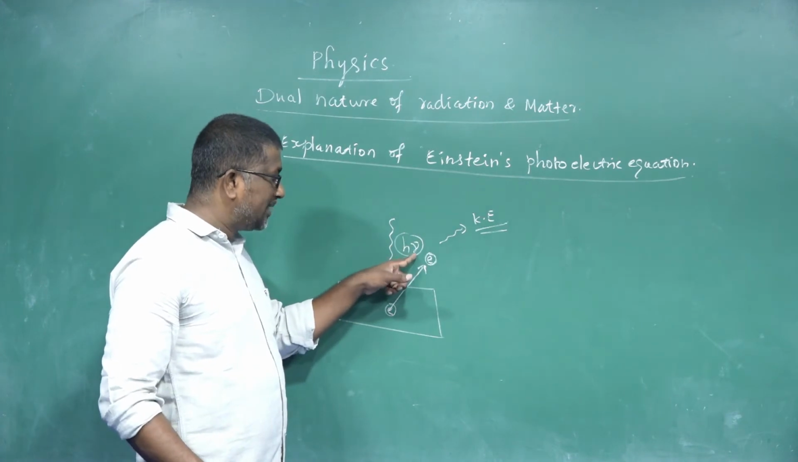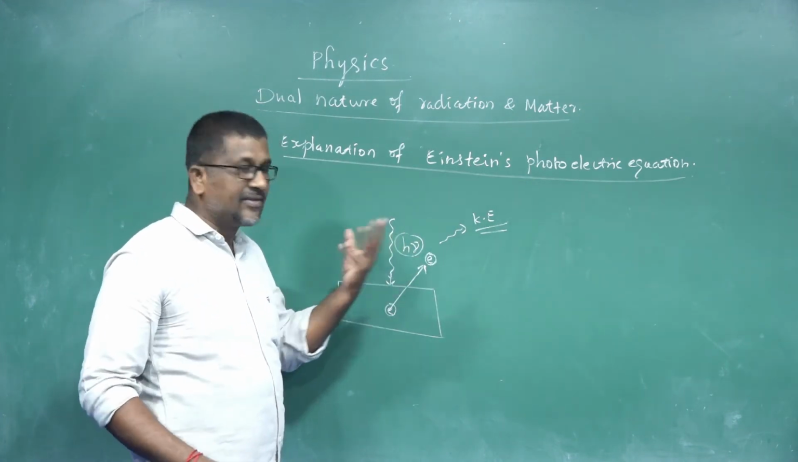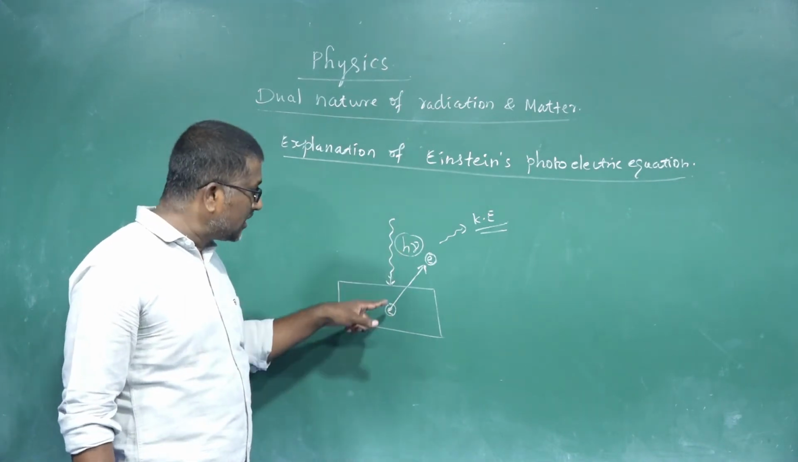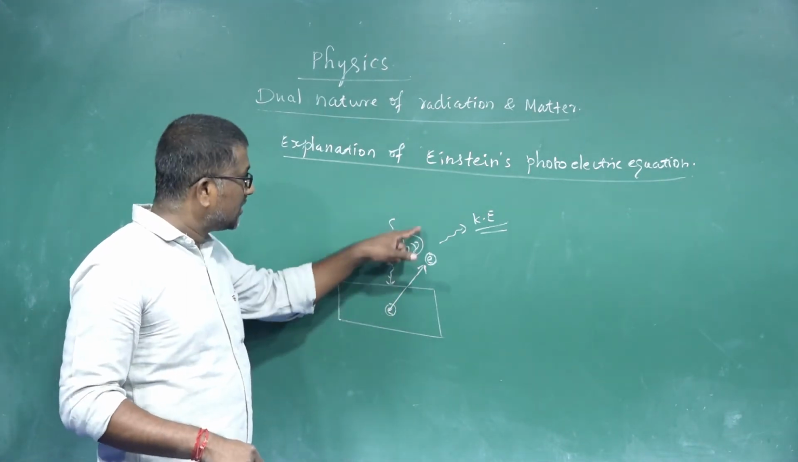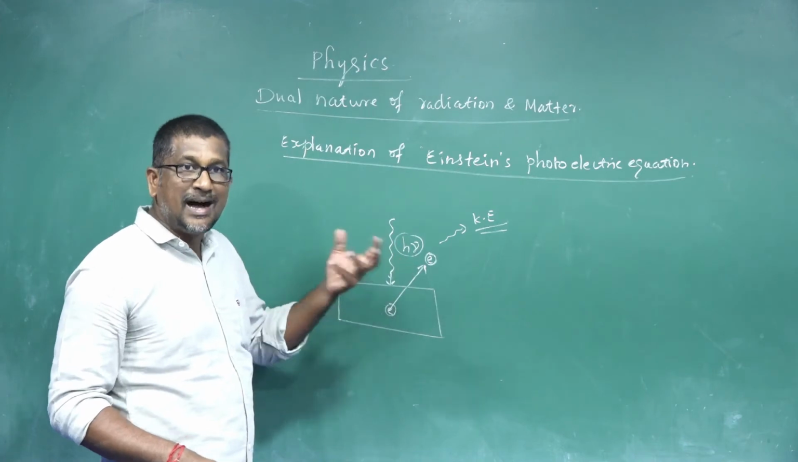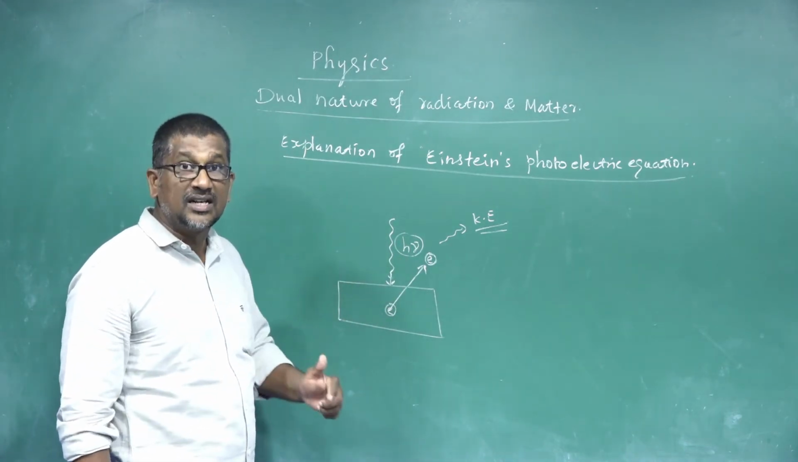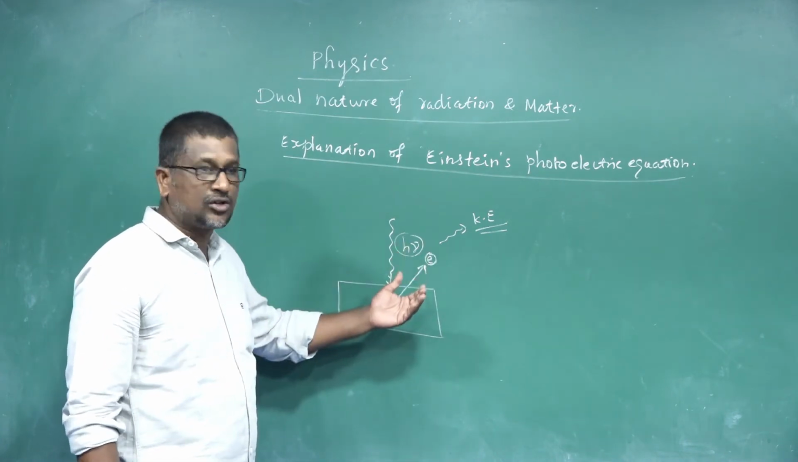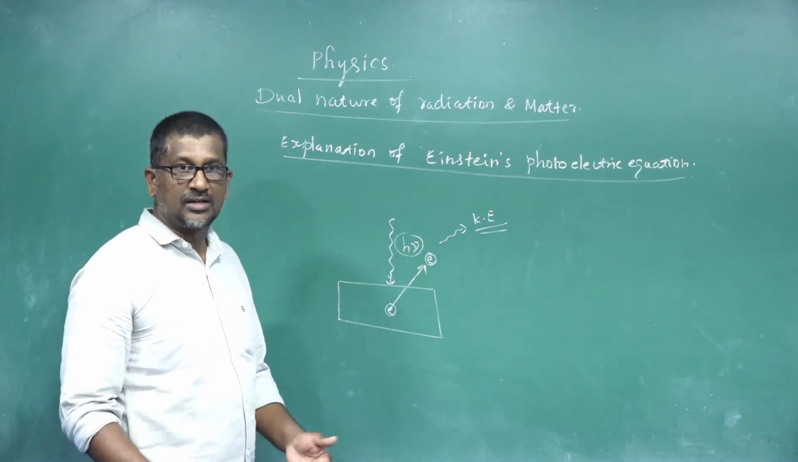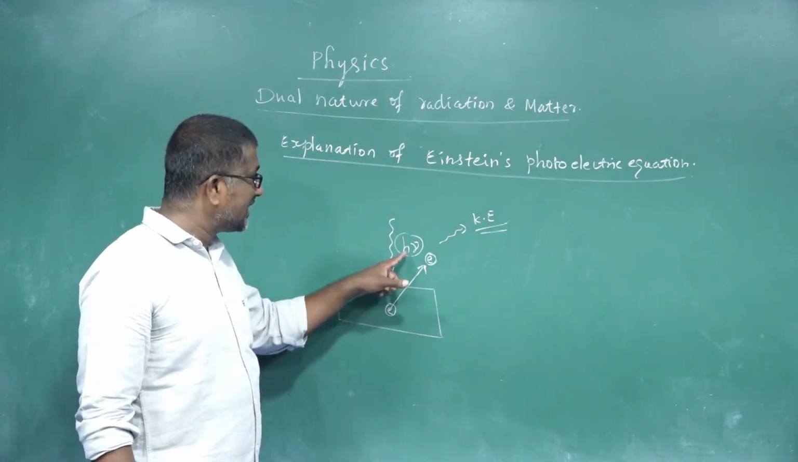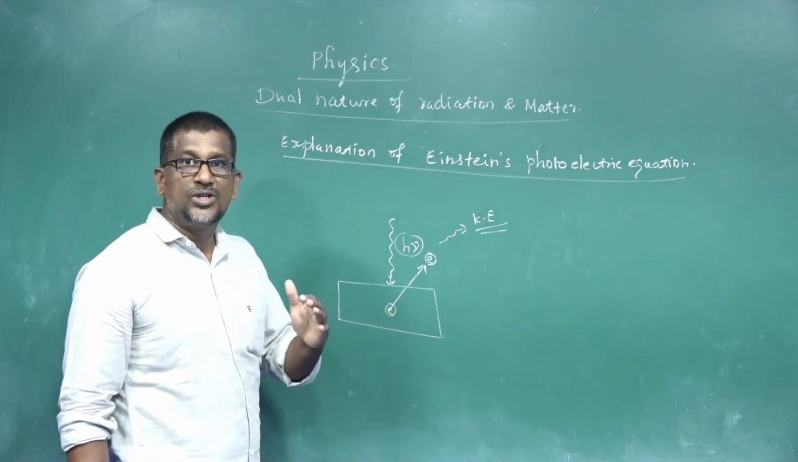Here, h nu be the energy of the photon in the given radiation, which is incident on the metal surface. When the photon is incident on the metal surface, the entire energy of the photon is absorbed by the electron in the metal surface. As a result, there is an ejection of the electron from the metal surface. So during this process, the energy of the photon is used up in two ways.